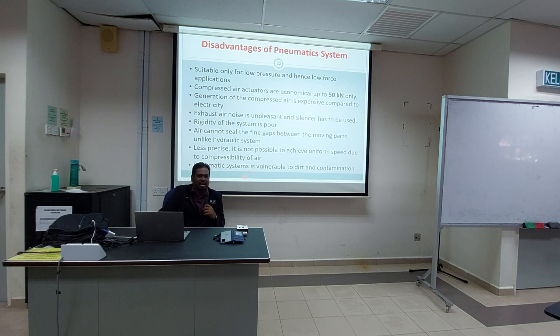So air yang di supply, so maybe dia akan ada fluctuation. So walaupun dekat meter ditunjuk 90, tapi it can be at one time 89.7, at times 89.9. So dia ada sedikit fluctuation. So you tak boleh dapat uniform speed. Okay. So that's why you can use pneumatic in an application where less accuracy is desired.